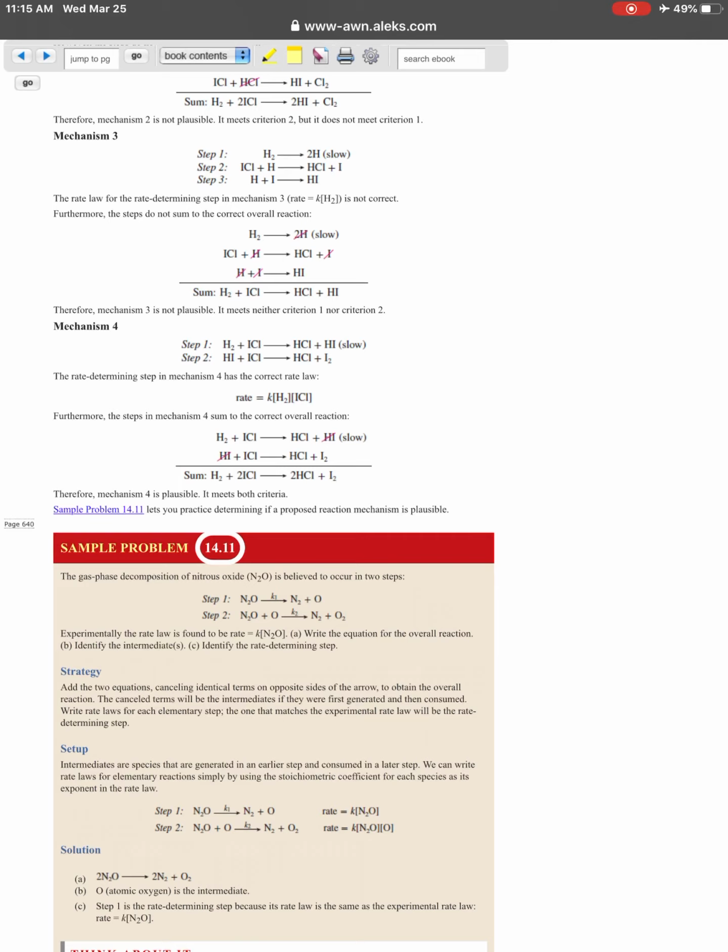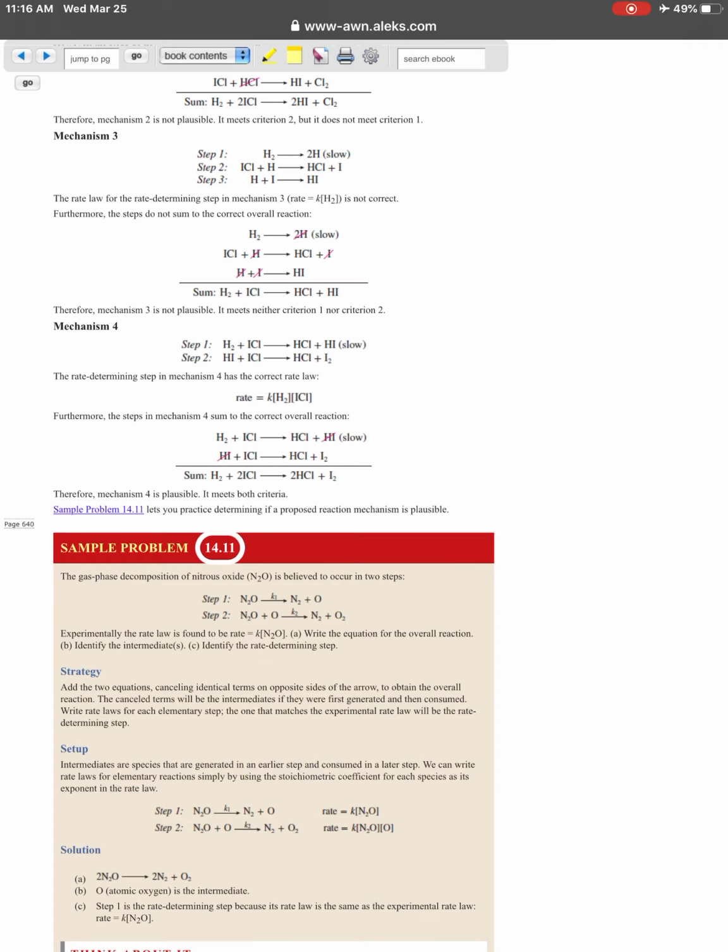Mechanism 4. Let's hope this one's right. Step 1: H2 + ICl → HCl + HI, slow. Step 2: HI + ICl → HCl + I2. The rate determining step in mechanism 4 has the correct rate law: rate = k[H2][ICl].